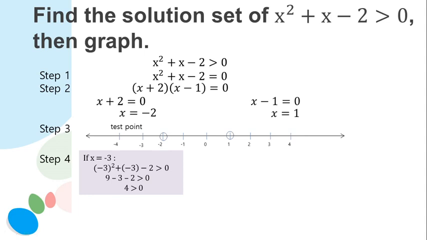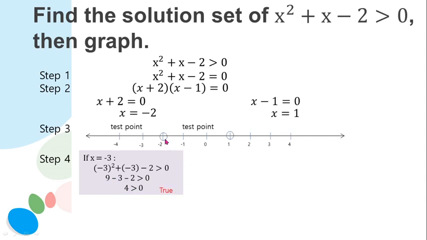So we substitute x, which is equal to negative 3, to the original inequality. So we have negative 3 squared plus negative 3 minus 2, is it greater than 0? So we have negative 3 squared is 9 plus positive times negative 3 is negative 3. So we have 9 minus 3 is 6 minus 2 is 4. And 4 is greater than 0, so therefore it is a true mathematical statement.